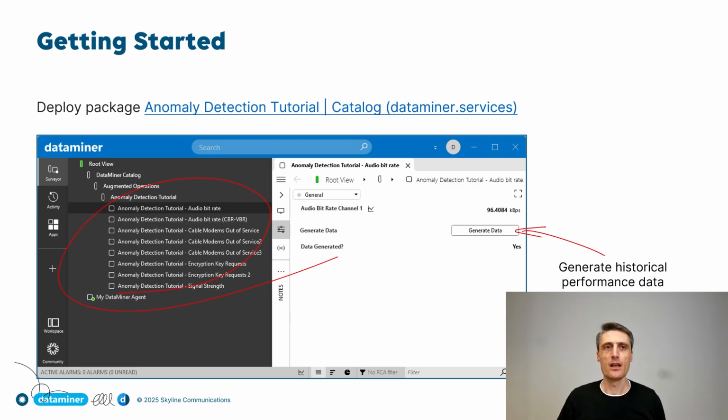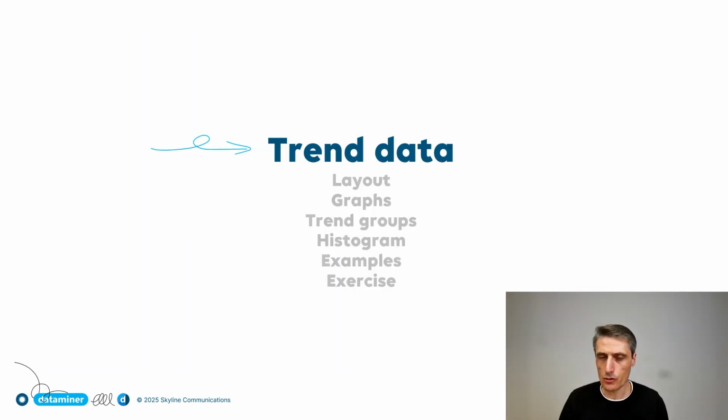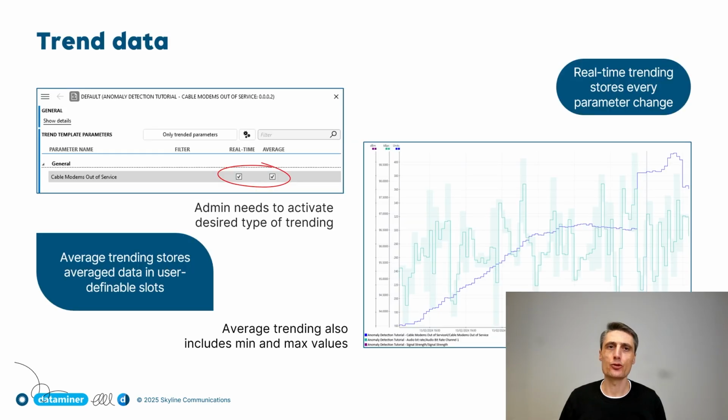All right. So first things first, the trend data. What are we actually looking at? Which kind of trend data is available in a DataMiner system? Well, typically we will have two possible options on any of the parameters that are activated for trending, that is real-time trending and average trending. As an administrator, I'm able to activate those two options for any of the parameters.